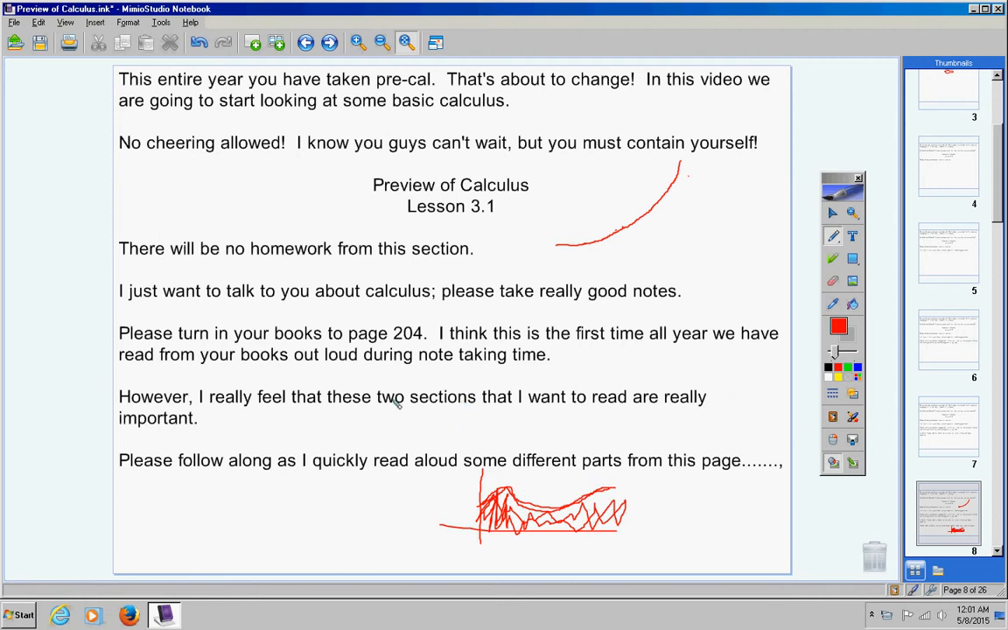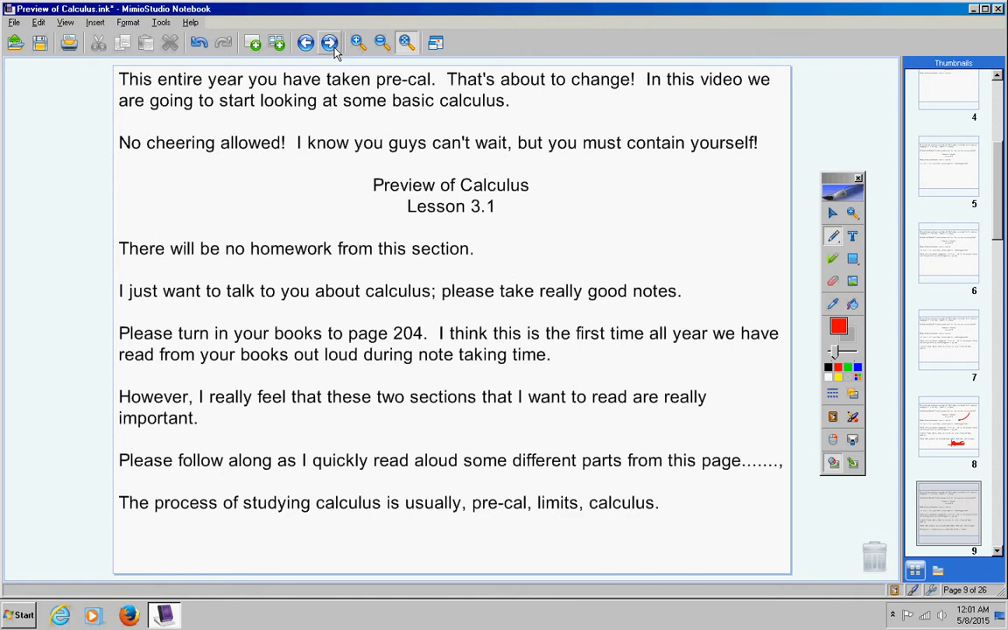So I feel like it's important that you students understand the difference between pre-calculus and calculus, and as we get into this a little bit, okay? All right, moving on now.